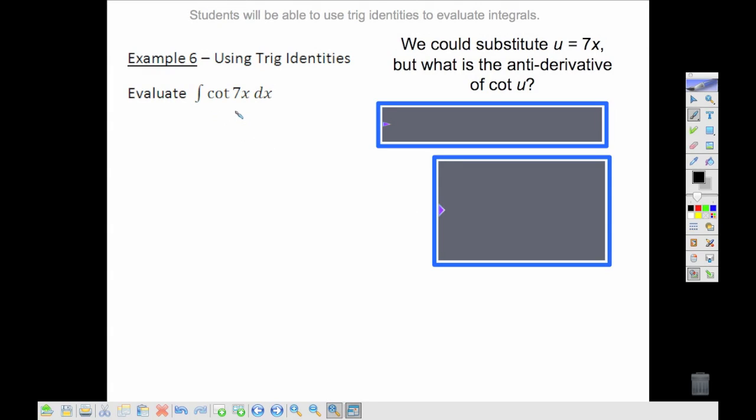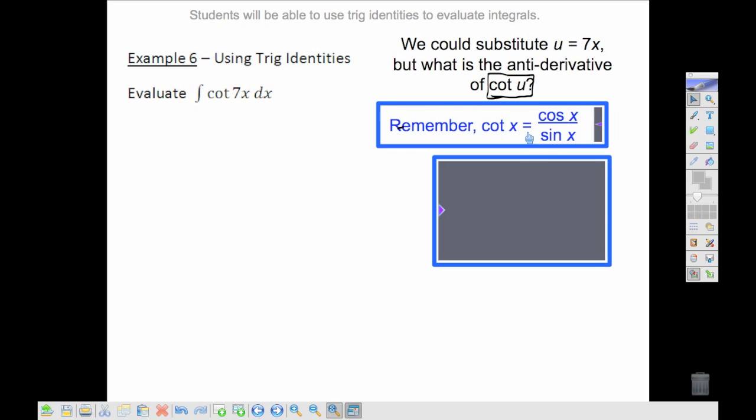In this next example, we have the cotangent of 7x. Now, we could try to substitute u equal to 7x, but the problem is we're going to end up with the cotangent of u, and we don't know what the antiderivative is of the cotangent function. So what we need to notice in this one, and they'll usually give us these identities for these problems, is that the cotangent is actually equal to cosine over sine. So my first step for this one is to do that substitution.